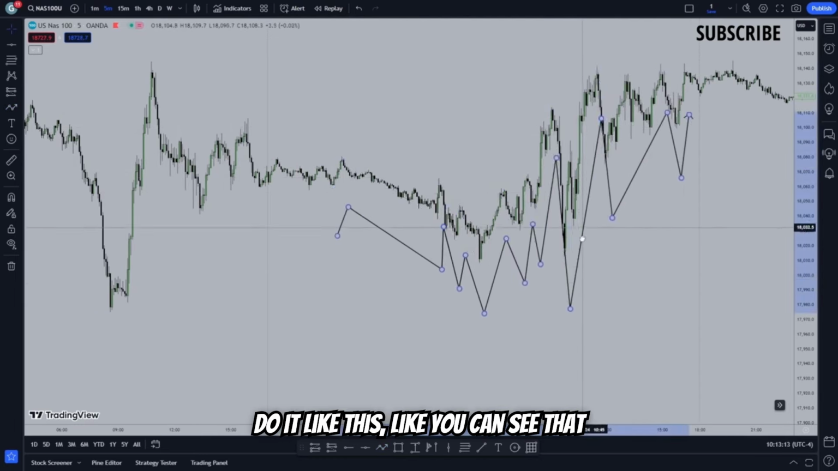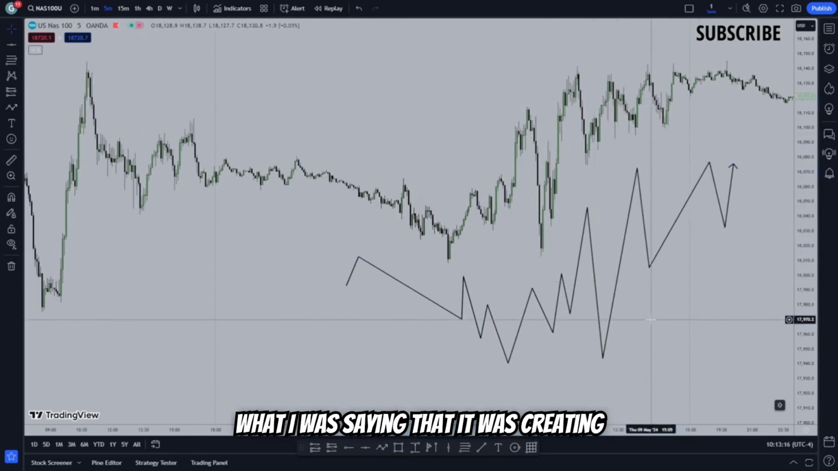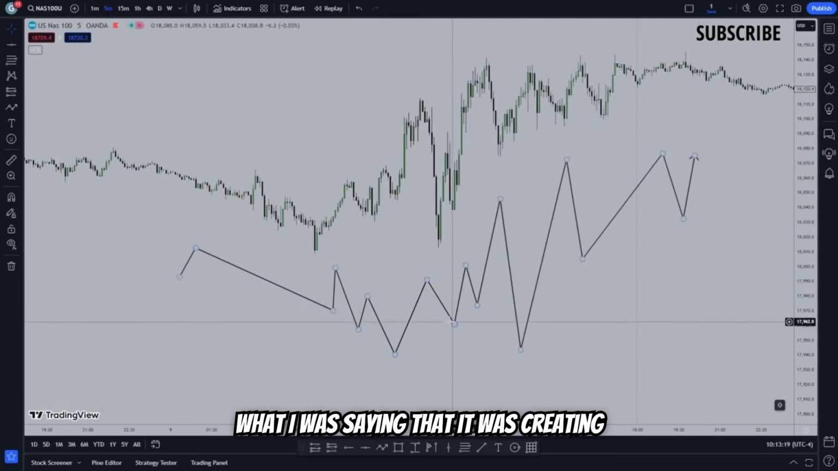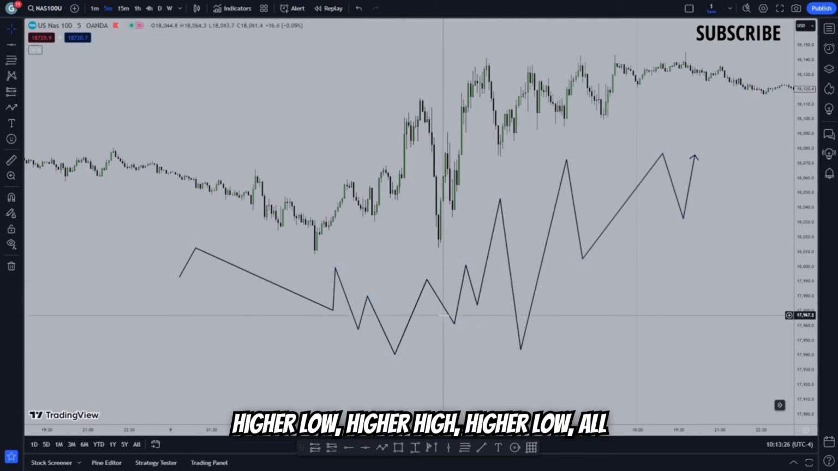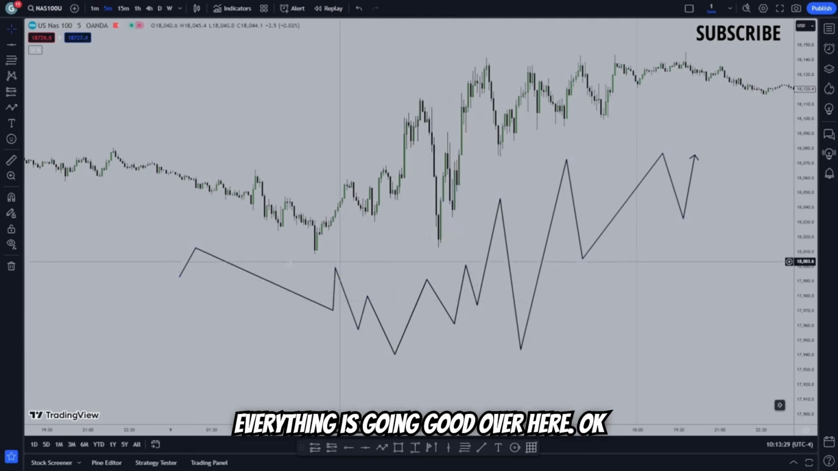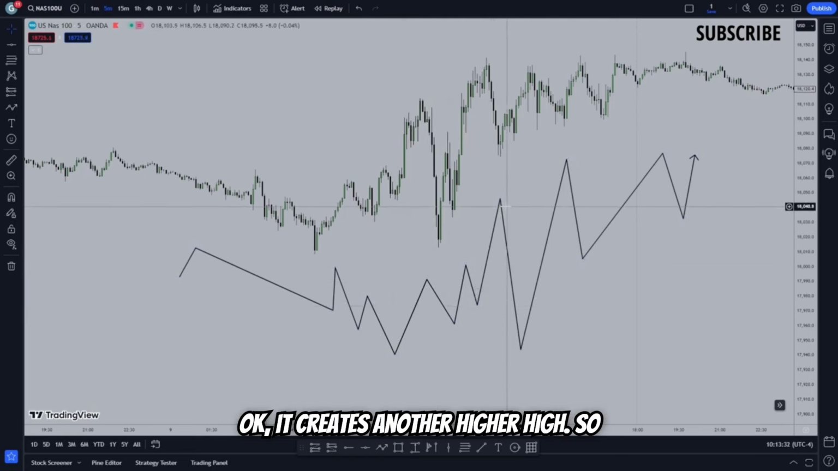Now, like you can see what I was saying, it was creating lower high, lower low, lower high, lower low, and all of a sudden higher high, higher low, higher high, higher low. Everything is going good over here. And then it creates another higher high.